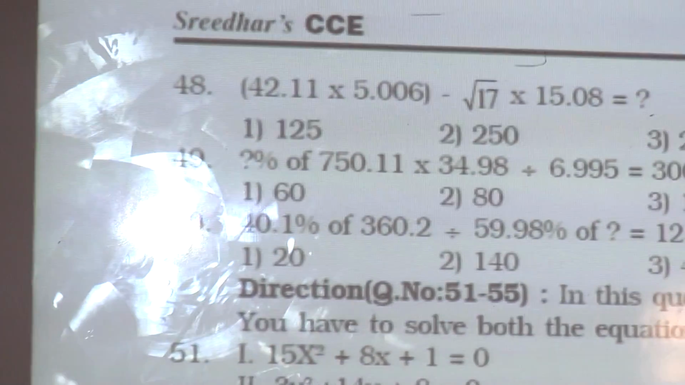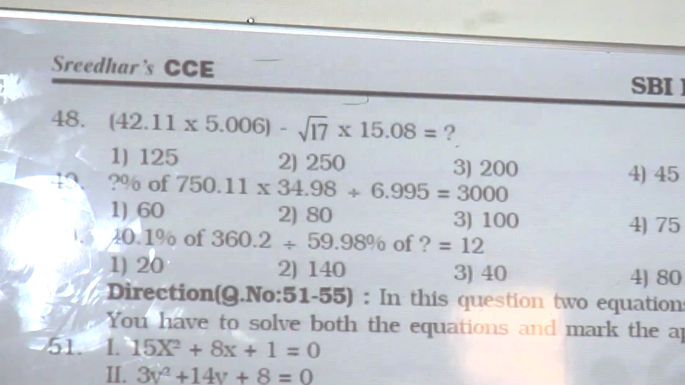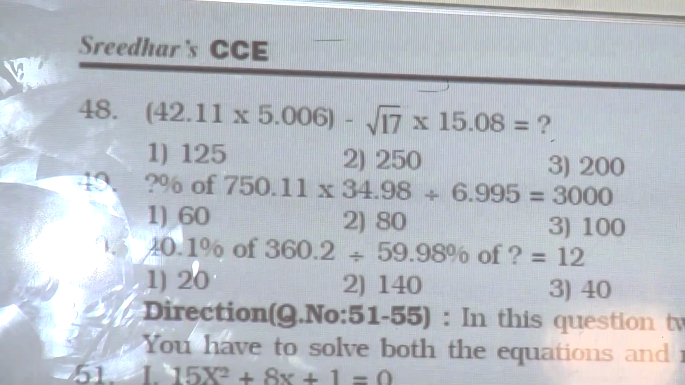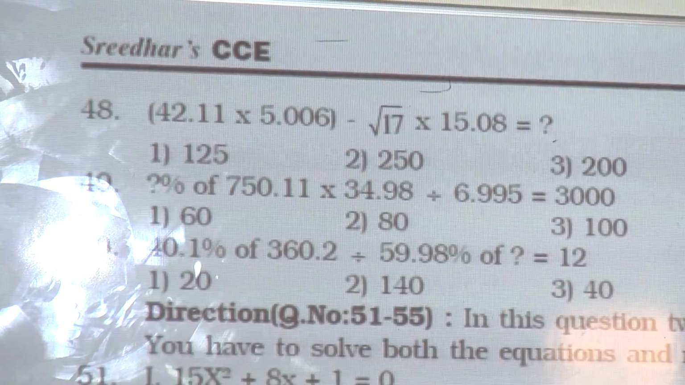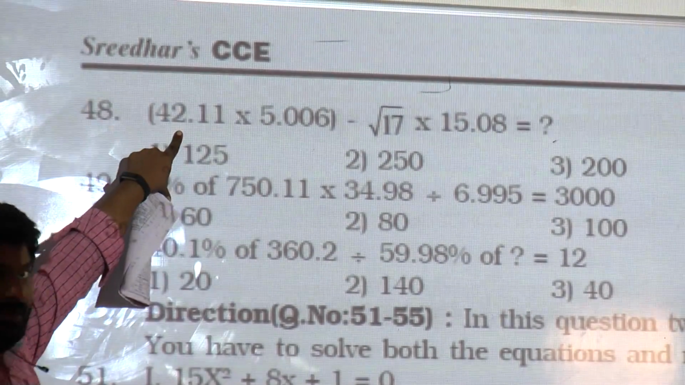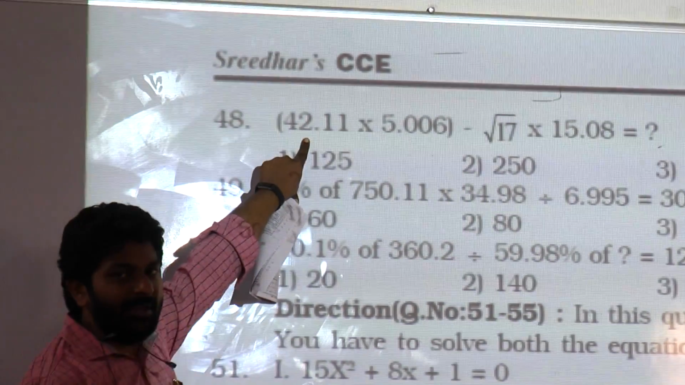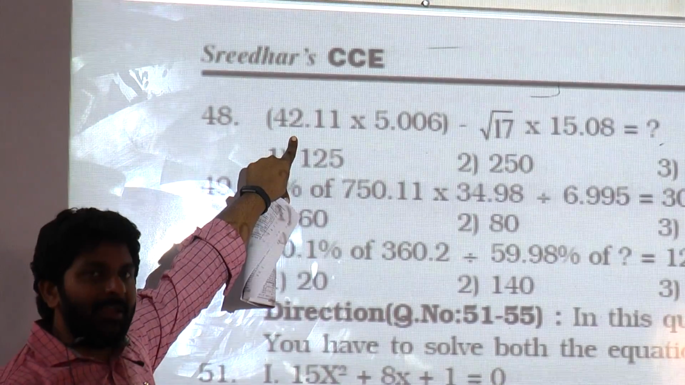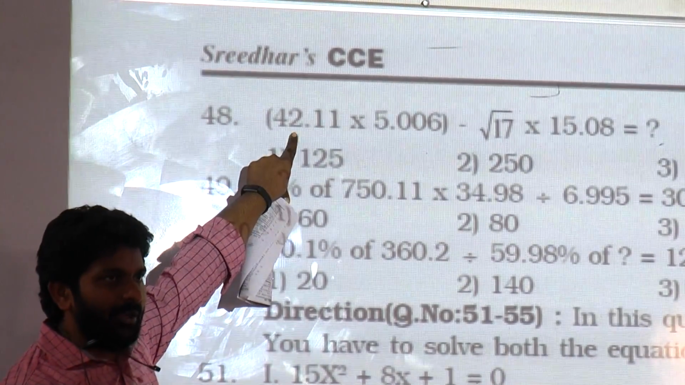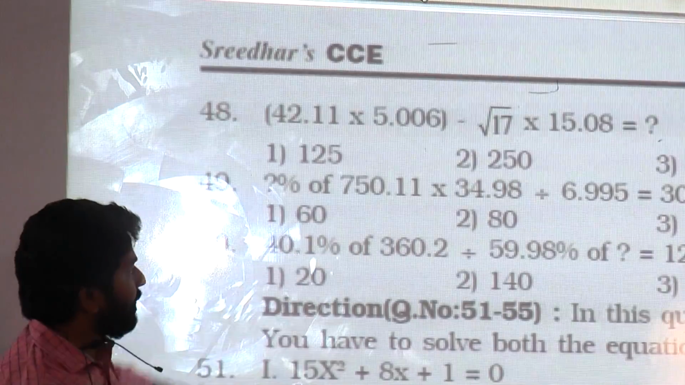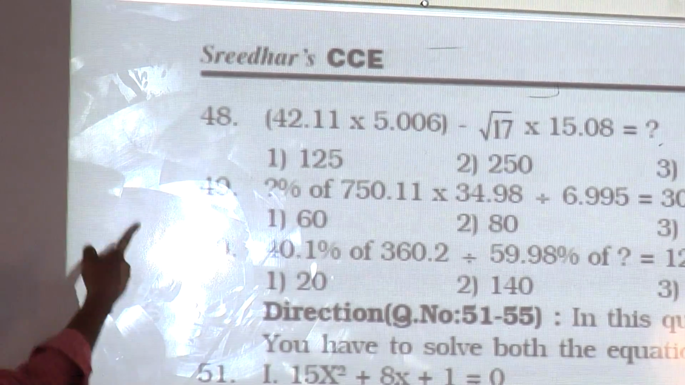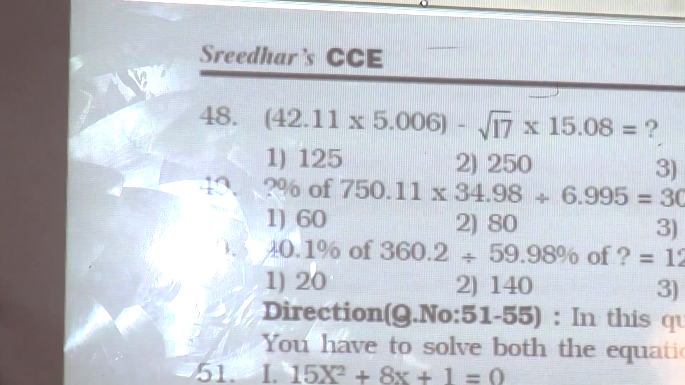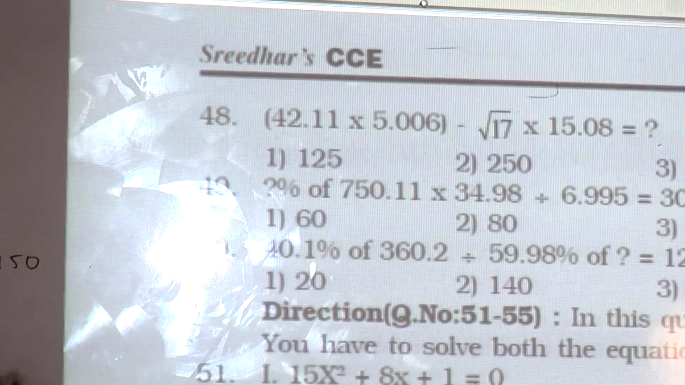48. 42 into 5. How much is that? 210. If you want to multiply a number with 5, multiply it with 10, you will get 420. Make it half, 210. Don't do it with 5, do it like into 10 by 2. 420 by 2 is 210, minus under root 17, 4 15 times, 60. Subtract 60, answer is near about 150.